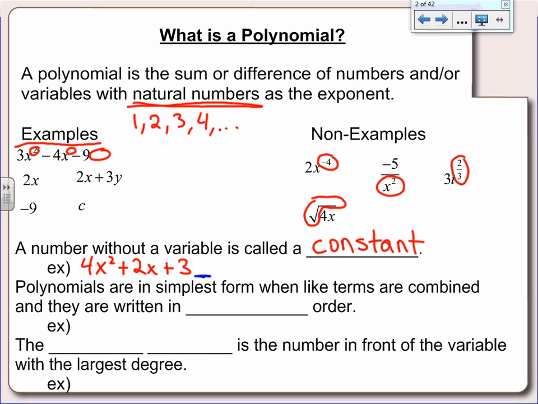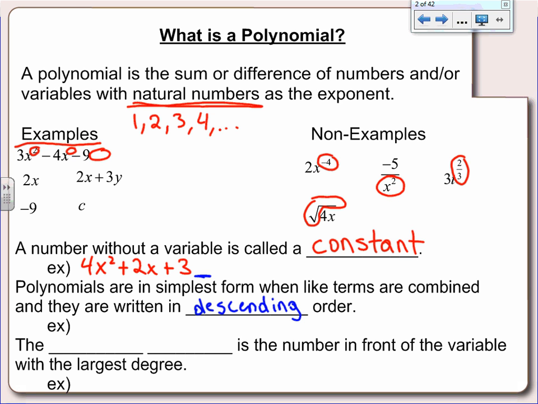Second one: polynomials are in simplest form when like terms are combined and they are written in ascending order. You could also say when they're written in alphabetical order, because that's also important. Sorry, this is ascending. I meant descending. So if you just wrote that in your notes and now you have to erase it, I'm sorry. Descending order. And when we're talking about descending order, we're looking at the exponents.